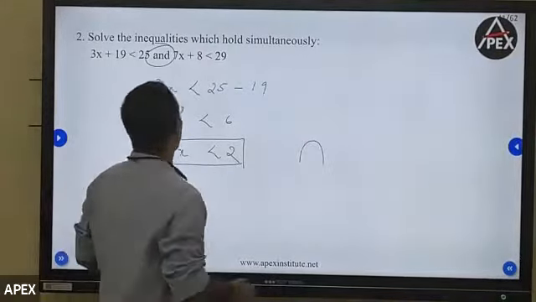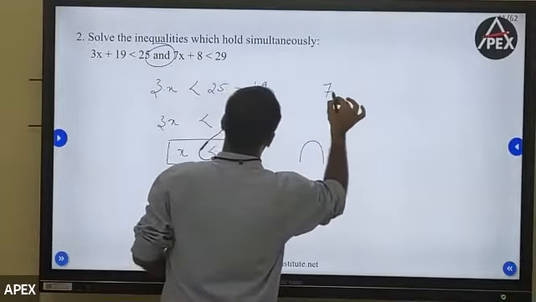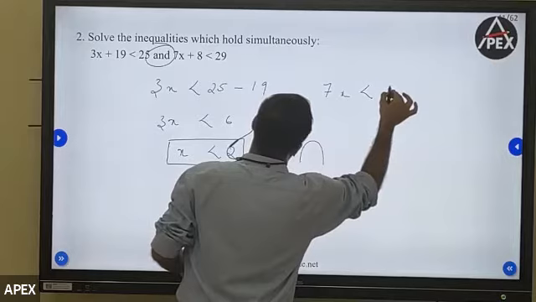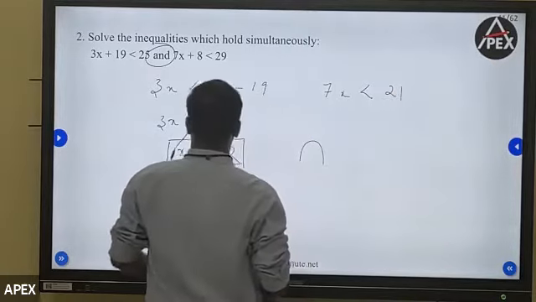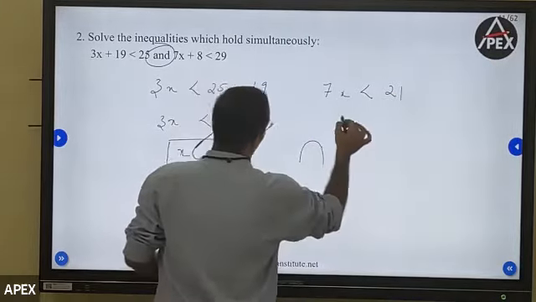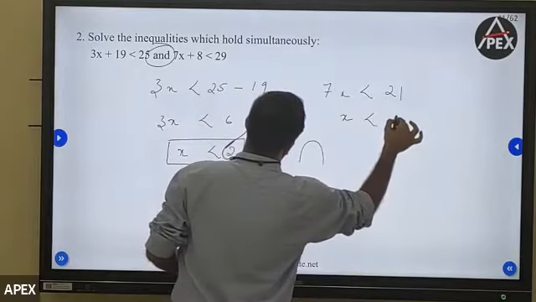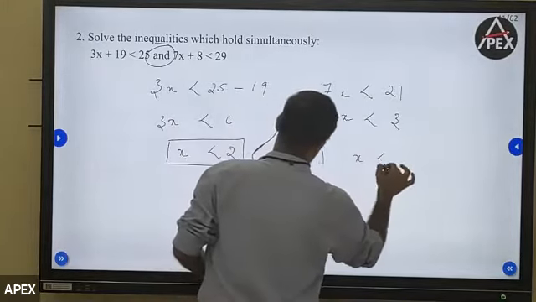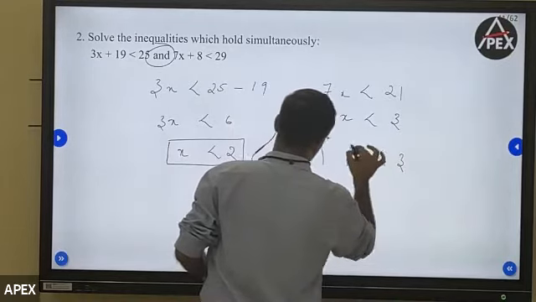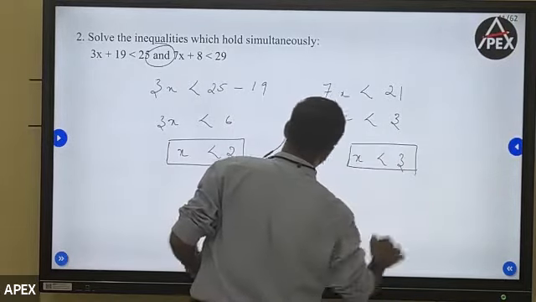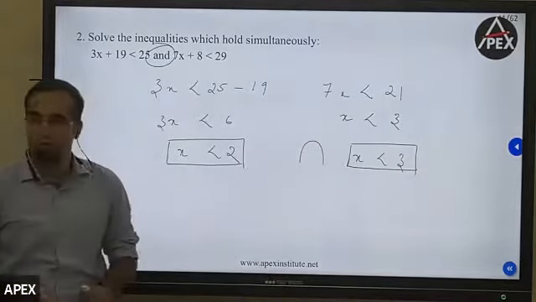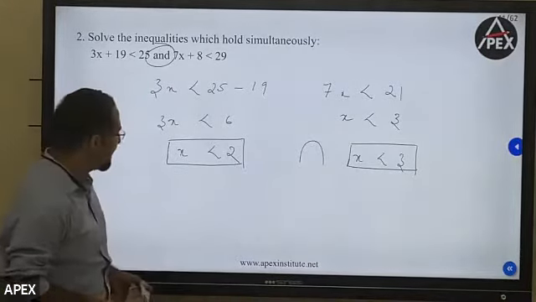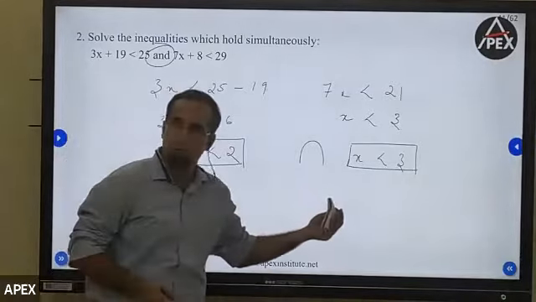So on the other side, what do I get here? If I simplify this, I get 7x is less than 29 minus 8. 29 minus 8 would give me 21, or I would get x is less than 3. Yeah. So I have two equations, or two ranges, given to us. And we are looking at intersection. Intersection means we are looking at common elements. Clear? So I'm looking at common elements. Will I include 3? No, right?